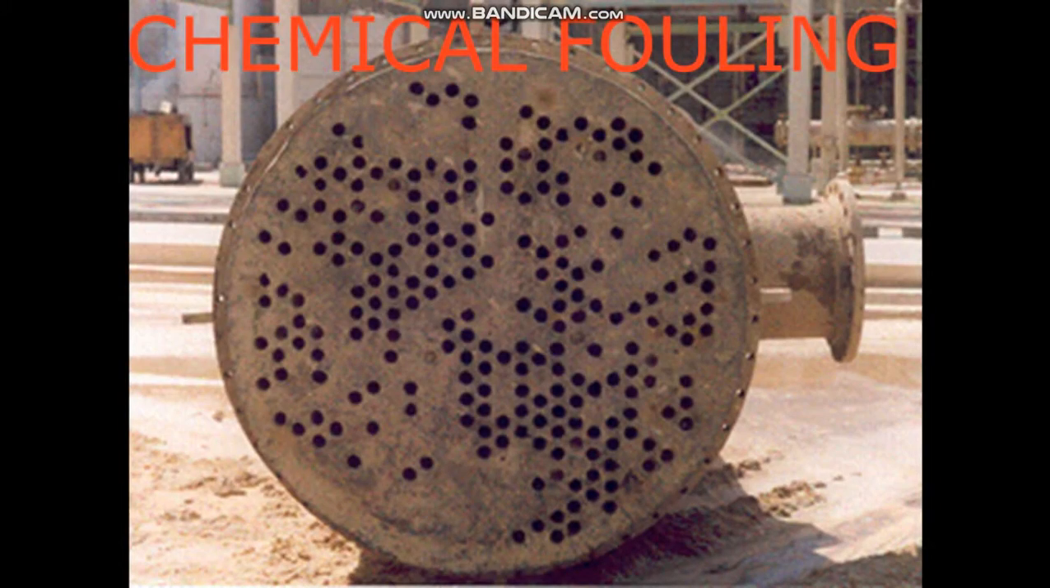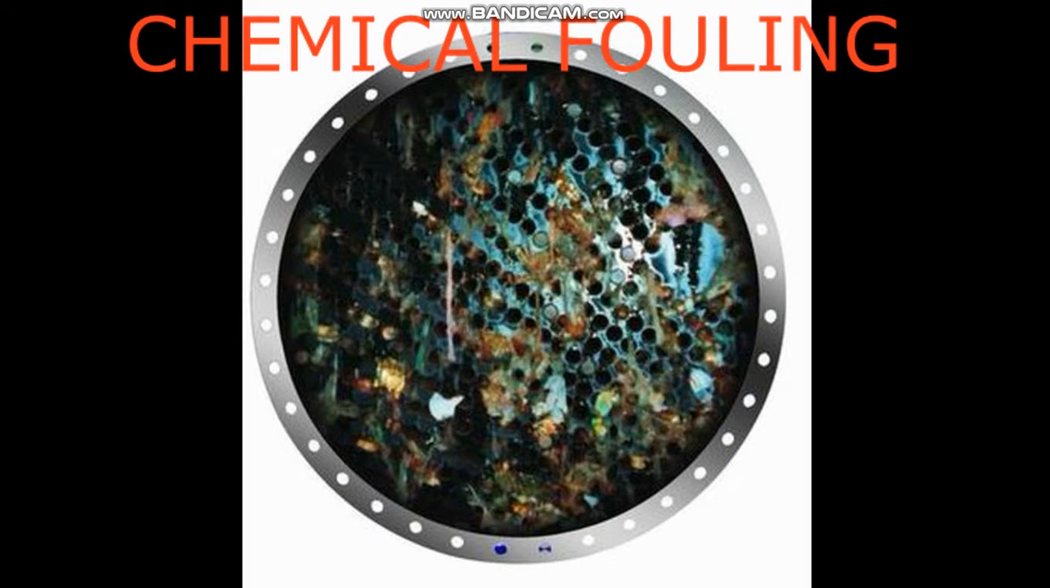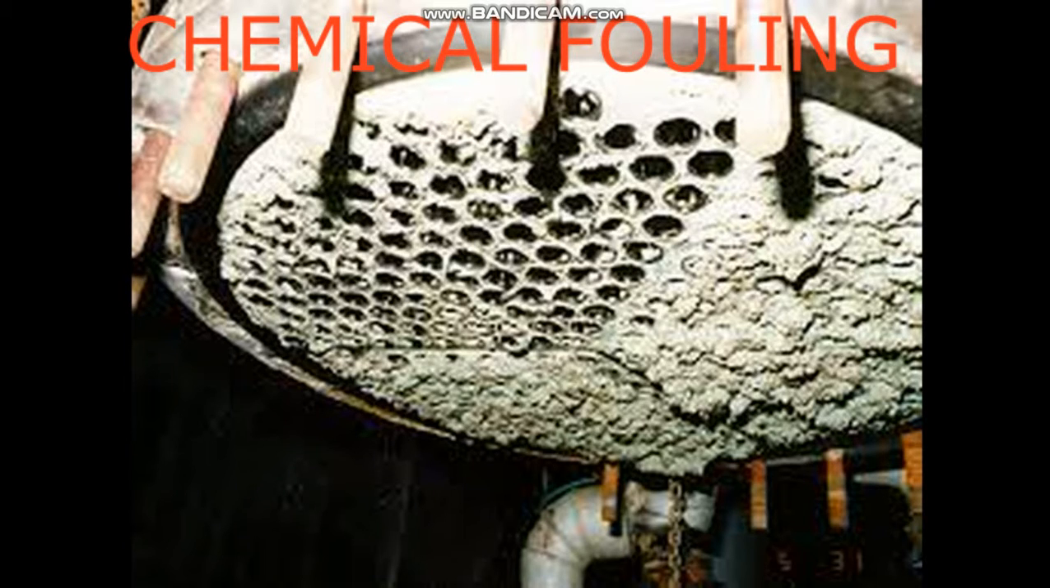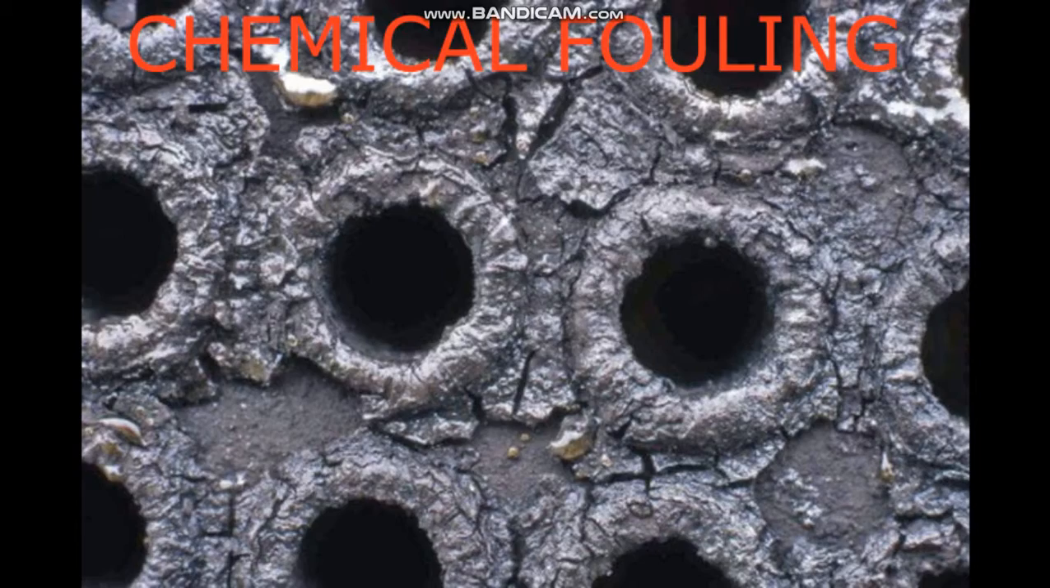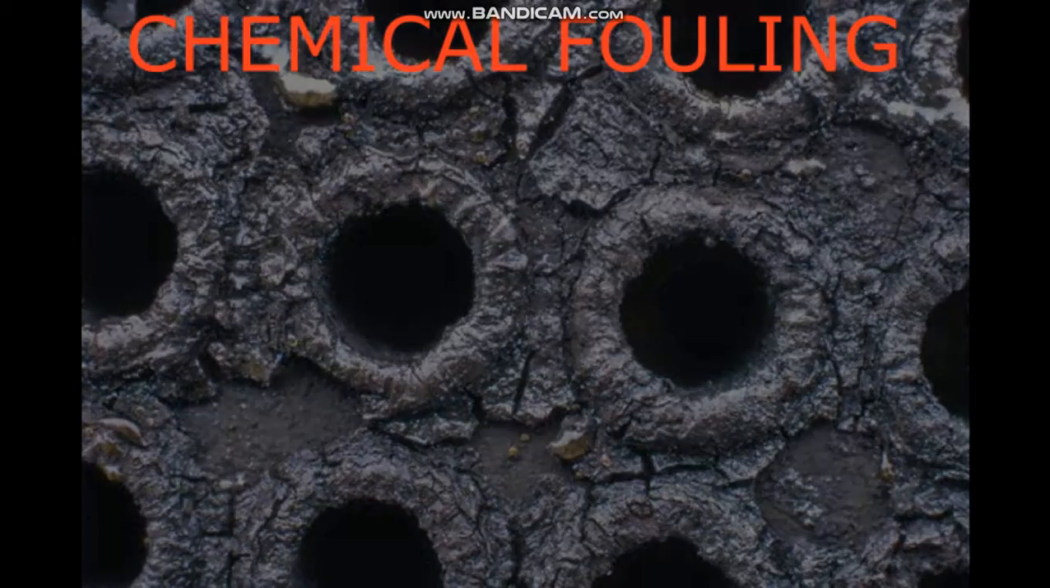Chemical reaction fouling involves chemical reactions in the process stream which result in deposition of material on the heat exchanger tubes. A wide range of organic materials are subject to these problems.